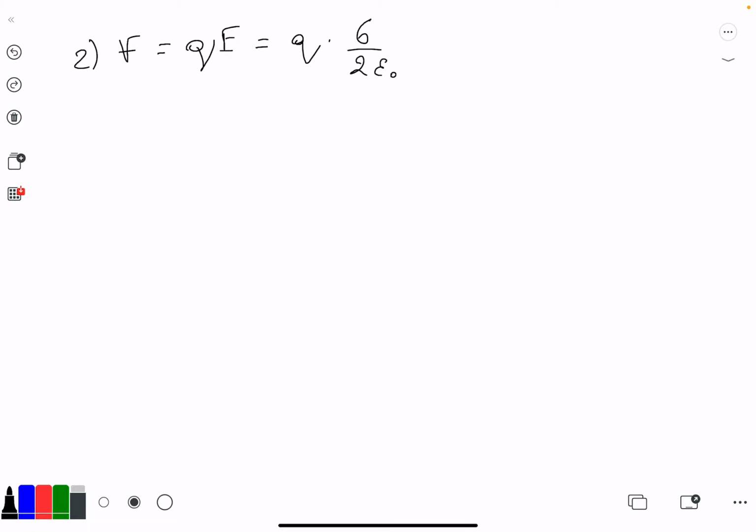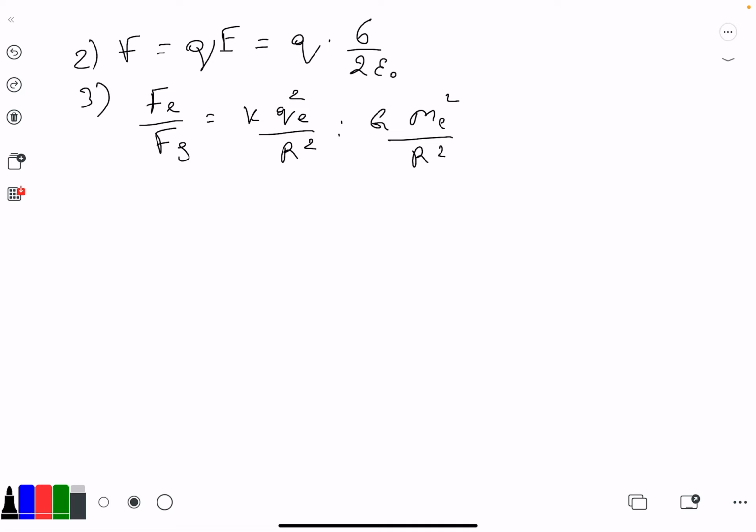So that's it. And the next problem, the third problem: it's known that the electric force of repulsion between two electrons is much stronger than the attractive gravitational attraction. For two electrons at distance r apart, calculate the ratio of the size of the repulsion to that of the attraction. So basically you have to find the ratio Fe divided by Fg. Fe is equal to k Q squared of the electron divided by r squared, divided by G mass of the electron squared divided by r squared.